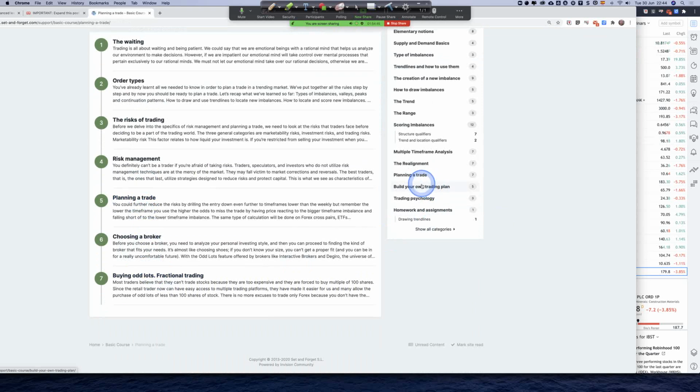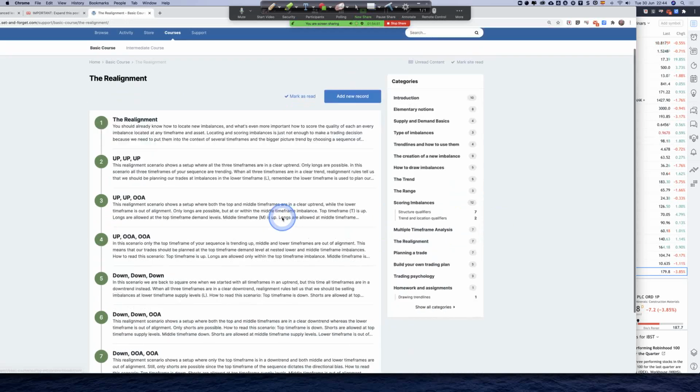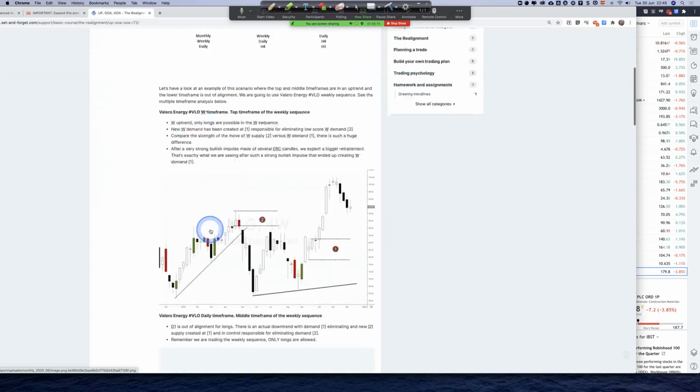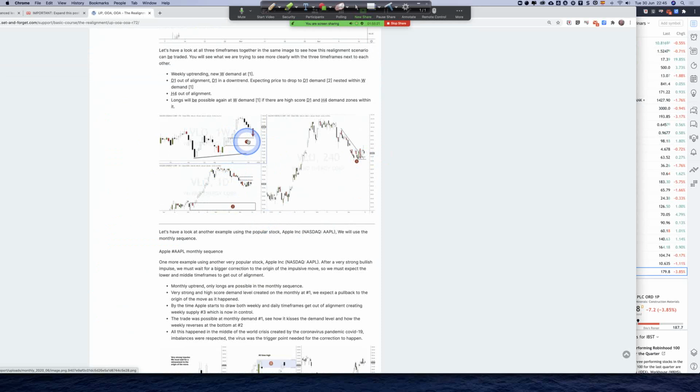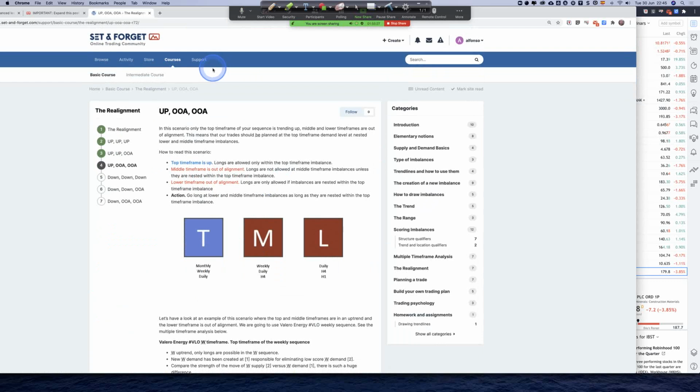And then you've got build your own trading plan, and also in the realignment section you are going to have examples. Obviously, this will define the realignment, and you're going to have samples of all time frames in an uptrend, lower time frame out of alignment, middle and lower out of alignment, longs at the top time frame, then reverse. So when you go here, you're going to see why you can go long, why not, and then you put everything together in 3 time frames and it tells you, okay, I can go long here and there, but not there, and all that, okay?